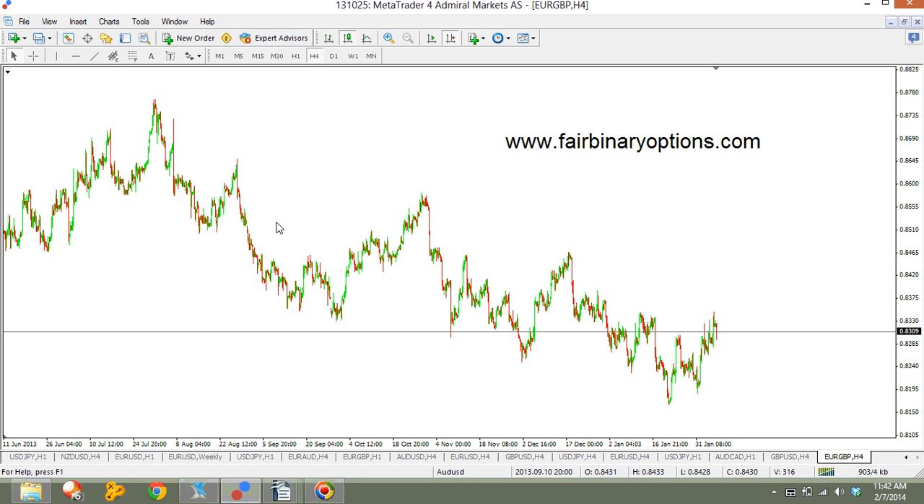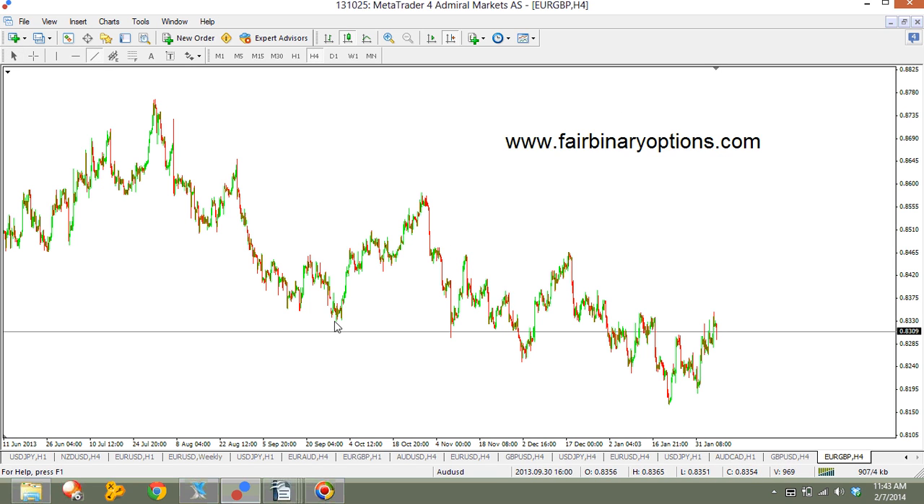Hello guys, fairbinaryoptions.com here, and it is Friday, as you can see, the 7th of February, and we're looking at the euro, Great Britain pound with extreme interest. The reason for that is we would like to buy some put options with end of day expiration day today, because this still looks like a possible falling wedge.